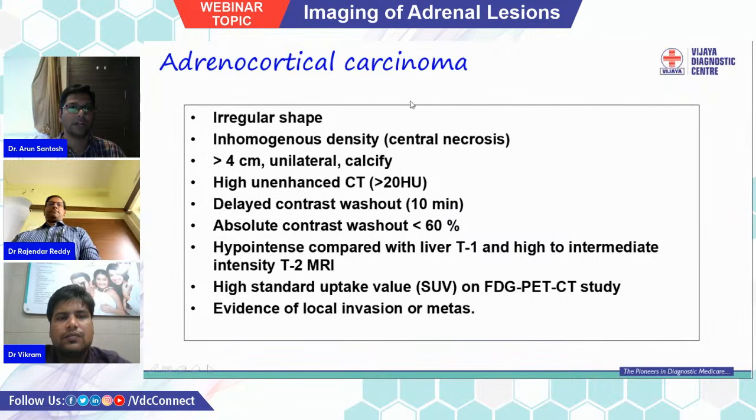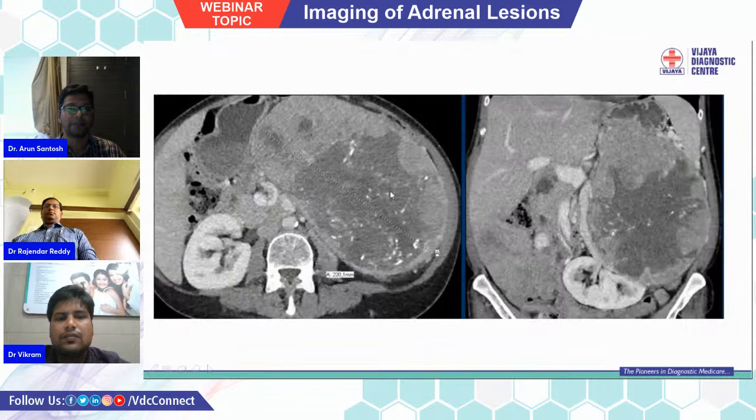Then coming to adrenocortical carcinoma. This is an irregular lesion and inhomogeneous generally. More than 4 centimeters, can calcify. Higher CT HU values on plain scan. Delayed washout, same like that can be like adrenal adenomas. Absolute washout is less than 60%. They are hypointense on T1 and high signal on T2. They show increased FDG uptake, and local invasion or metastasis can be there.